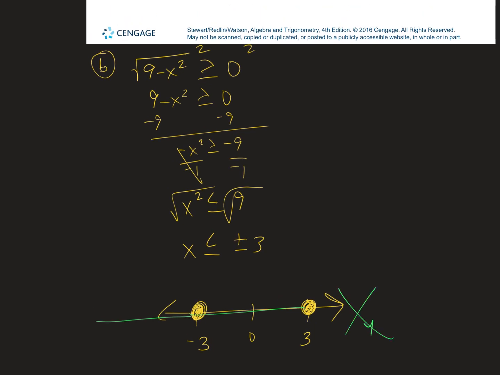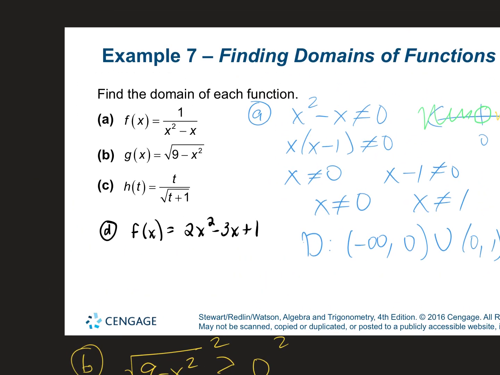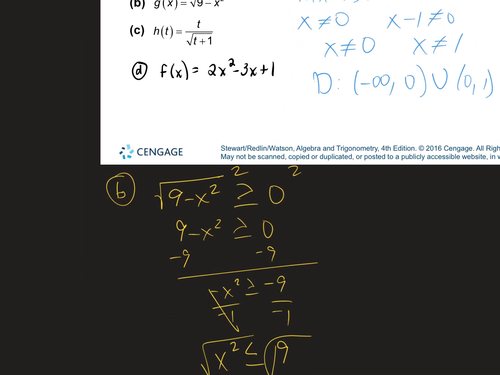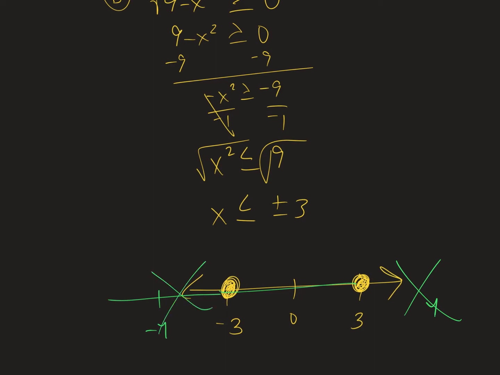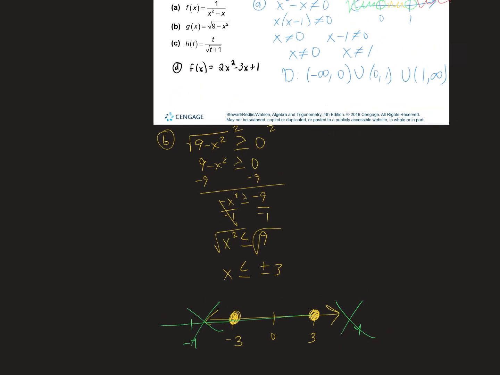What happens if I plug in a negative 4? What's negative 4 squared? 16. So what happens underneath my radical? Negative again. So it's not going to work over there either. What about if I plug in something in the middle here? What about if I plug in 0? What's 9 minus 0 squared?